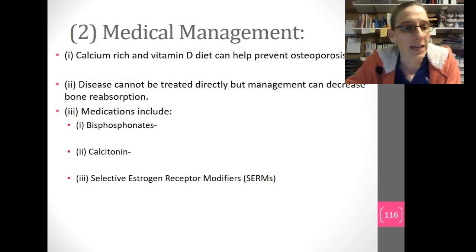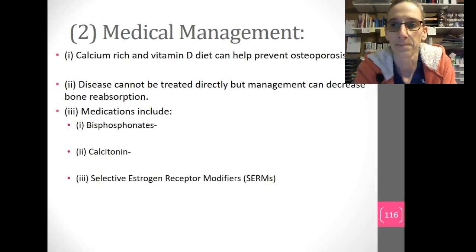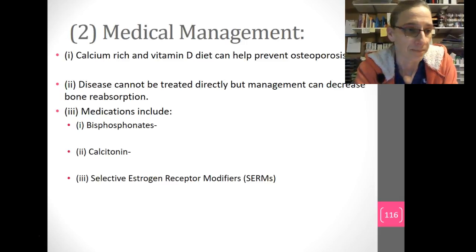Medical management will be a calcium-rich and vitamin D diet to help with osteoporosis. Oral calcium with vitamin D supplements is better absorbed than without. If you take oral calcium, you want to take vitamin D to help absorb the calcium. You also want to take oral calcium with meals to increase absorption and decrease GI upset. Often people will quit taking their calcium because it upsets their stomach so much, so we have to do some education on how we can manage that so that we can still get the calcium.